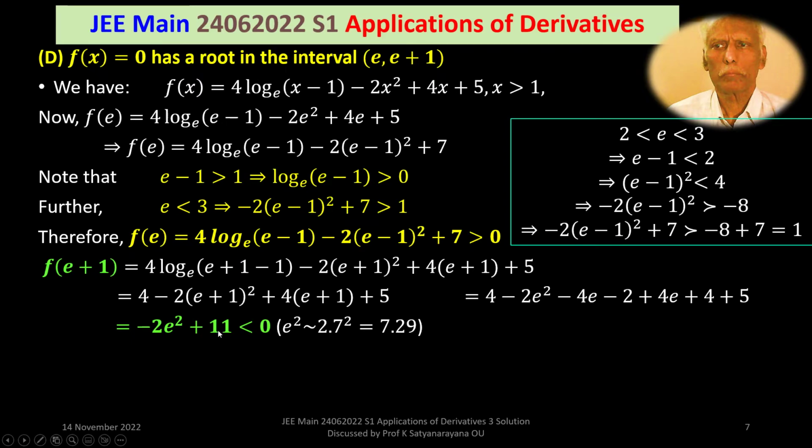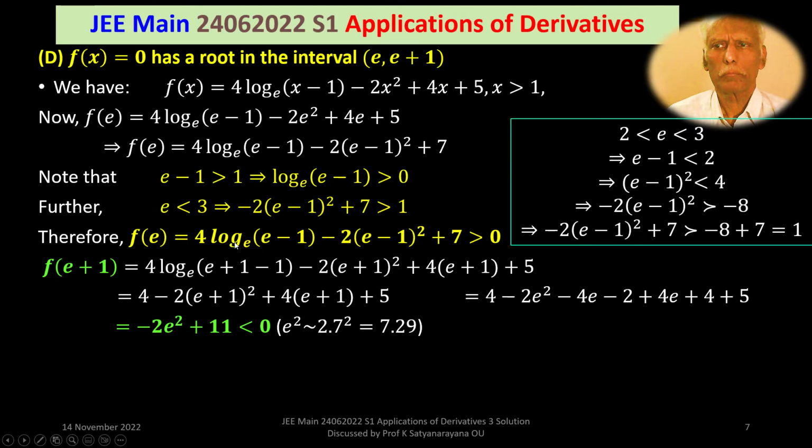And this is certainly less than 0. It is negative. Why? e is approximately equal to 2.7. e square is approximately equal to 2.7 whole square, and that is equal to 7.29. And minus 2 times e square will be minus 2 times 7.29. That is greater than minus 14. Minus 14 plus 11 will be negative. That is less than 0.